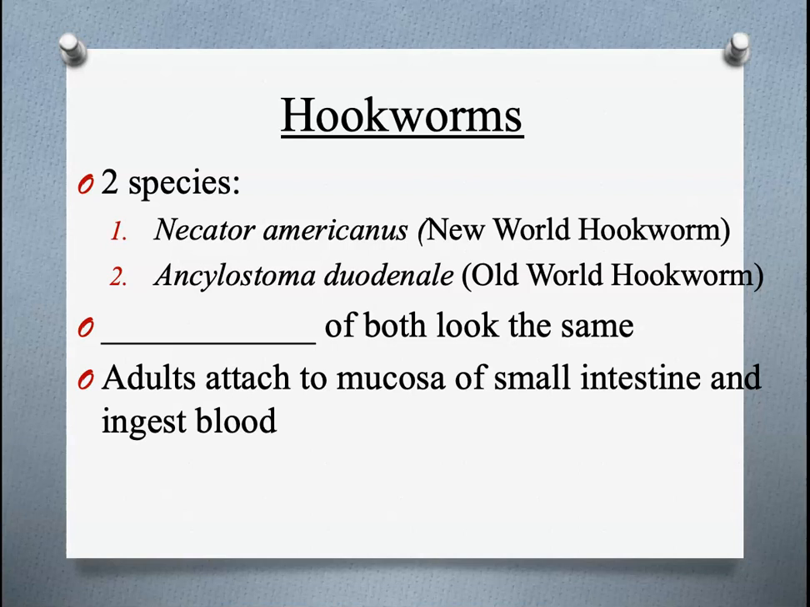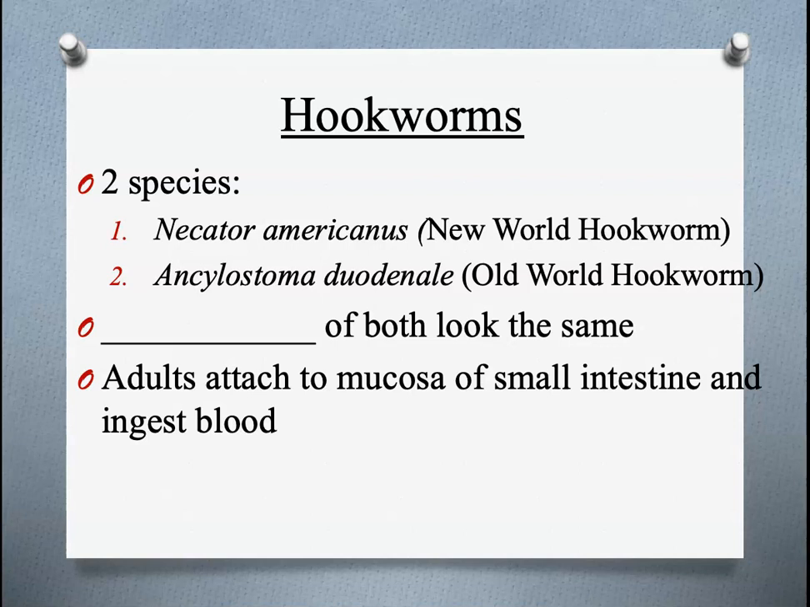So the New World hookworm was historically more isolated in North, South, and Central America, and the Old World hookworm was seen more in Africa, Asia, and Europe. But today, with all the travel we have, they're not really just isolated in those places anymore, although the names still stick with each genus and species. It is estimated that 25% of the world is infected with hookworms. One quarter of the world's population is infected with hookworms.